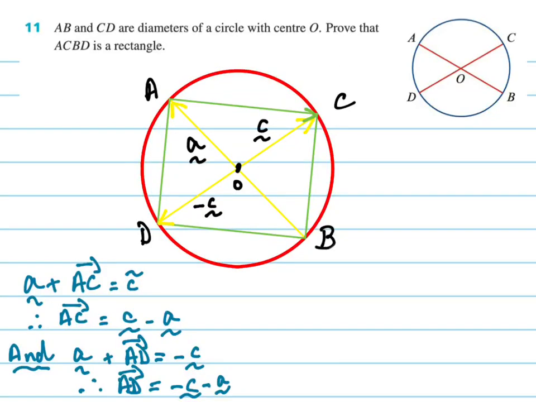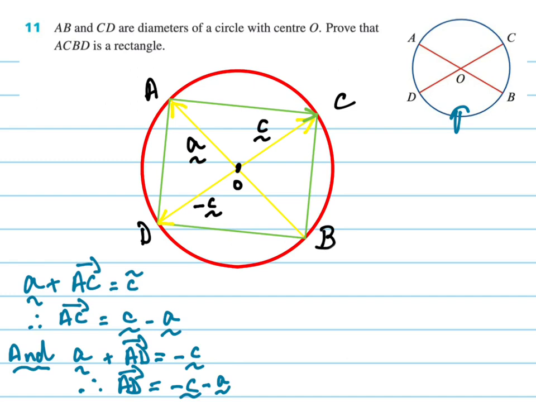And now for some vector proofs. AB and CD are diameters of a circle with centre O. Prove that ACBD is a rectangle. Okay, well, I found it useful to redraw our diagram here with some vectors drawn in, notably A and C.